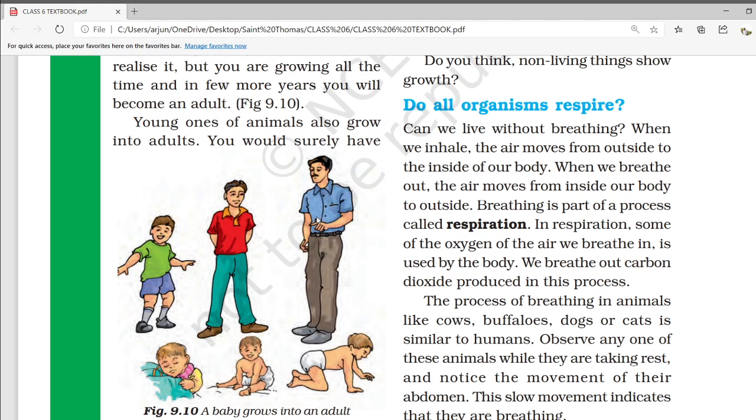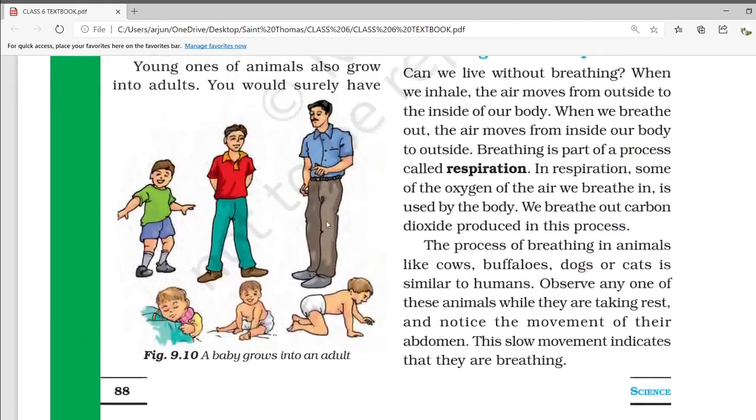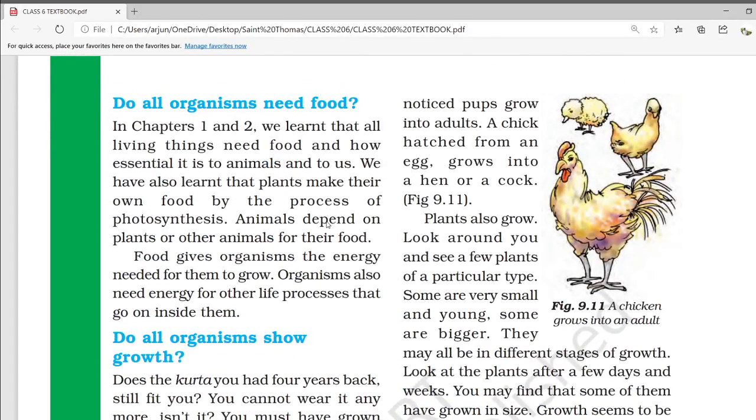Young ones of animals also grow into adults. You would surely have noticed a pup grow into an adult. A chick hatched from an egg grows into a hen or a cock. Right? We have seen that a dog's growth is very fast, right?